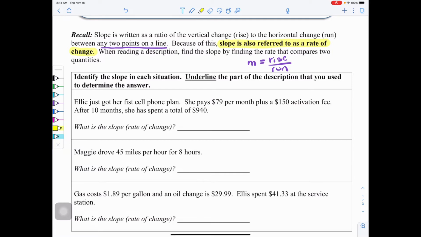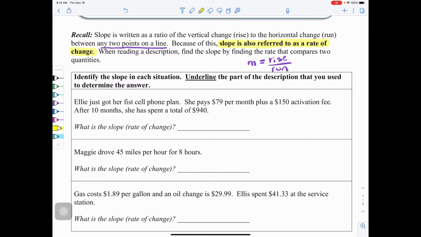So that means when you see a question that asks about slope, it also means it's asking for the rate of change. If you see a question that asks about rate of change, it's also referring to finding the slope. So when you're reading a description from a real life situation, you find the slope by finding the rate that compares two quantities. If you think back to what you learned previously about rate, rate is something like miles per hour, two different units that are being compared. Rate of change means the same thing as slope.